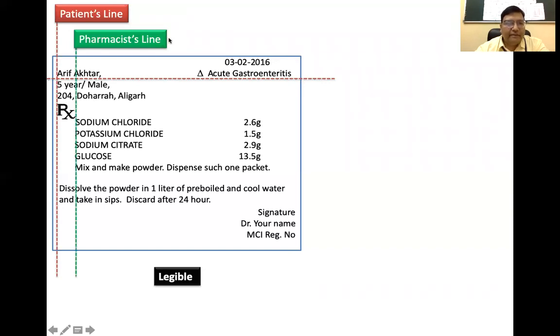Then we have the pharmacist line. The pharmacist line, the inscription and the subscription, they are written in this particular line, and this starts from where the superscription ends. So you see all these things are written in one line. All the decimals are to be written in one line, and the SI units are to be taken, like for gram it is G.